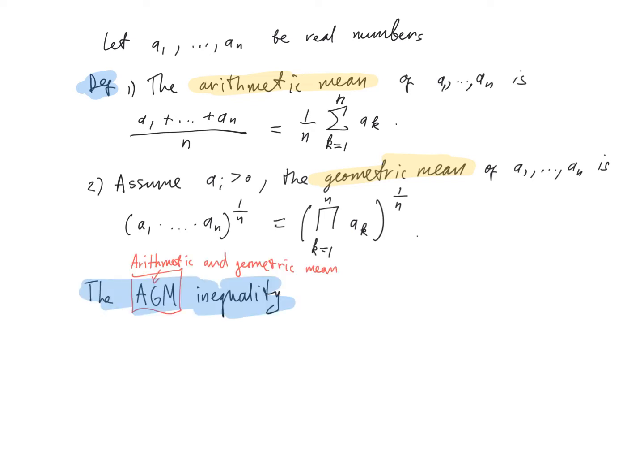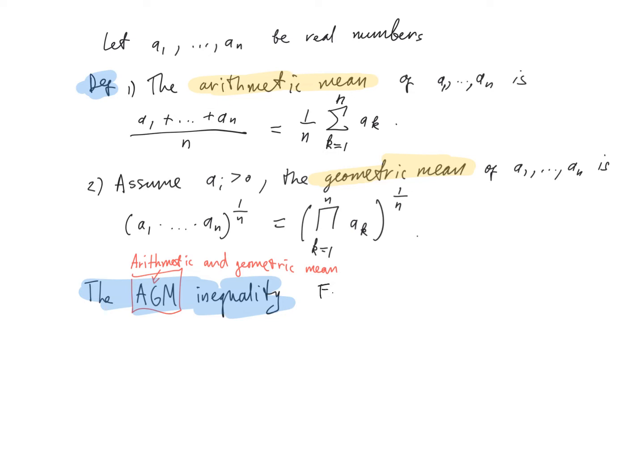It guarantees that the geometric mean is always less than or equal to the arithmetic mean, and moreover, the only way these two means can be equal is if all of the numbers ai on the list are equal. So let's record this precisely.